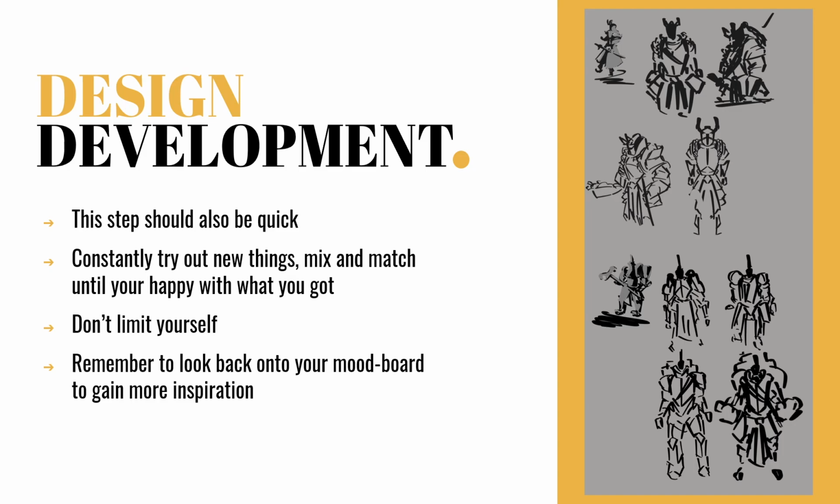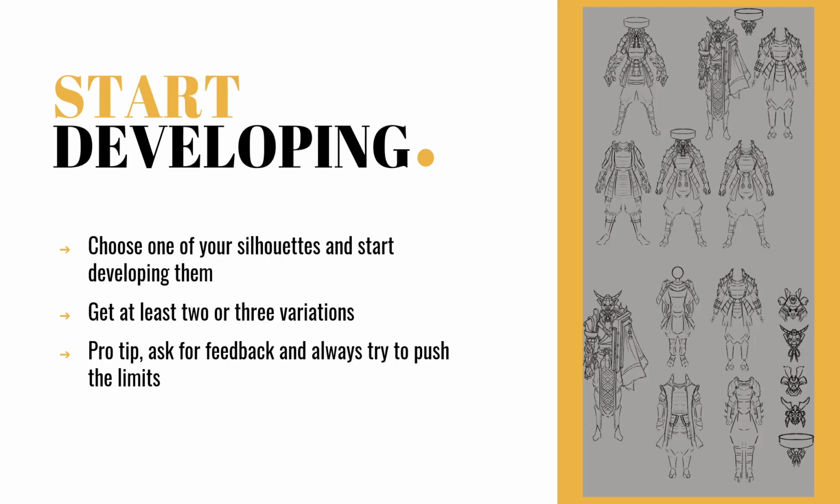This step is just to be, again, quick, try new things, don't limit yourself, and again, go back to your mood board. If you found during your silhouette stage that there's something new you want to do and explore, go back and add to it. There's no rhyme or reason that you can't keep kind of evolving your mood board to suit what you want.